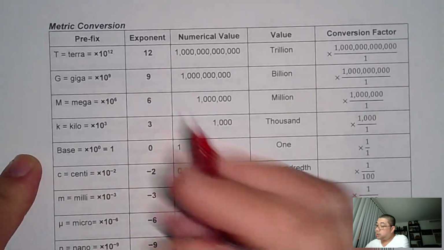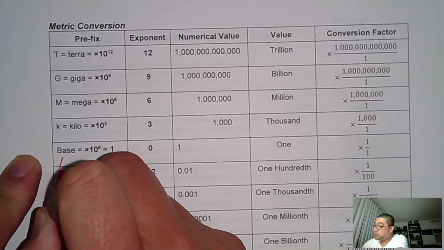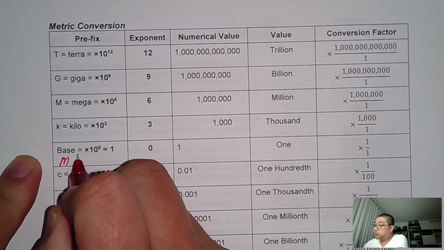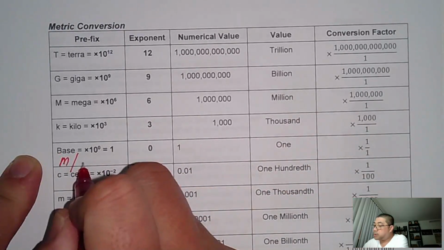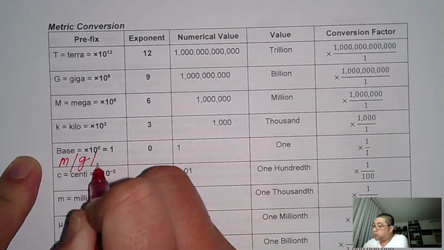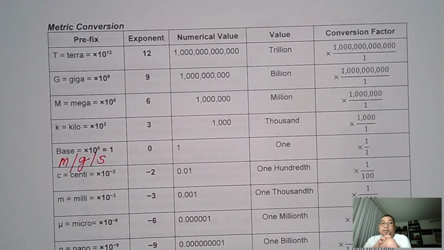So what are the base units? First one is your meters, that's the measurement of length. Second one, what's the base measurement for mass? That will be grams. And then the base measurement for time is second, so that is your S. So MGS, do not get confused about the MKS.